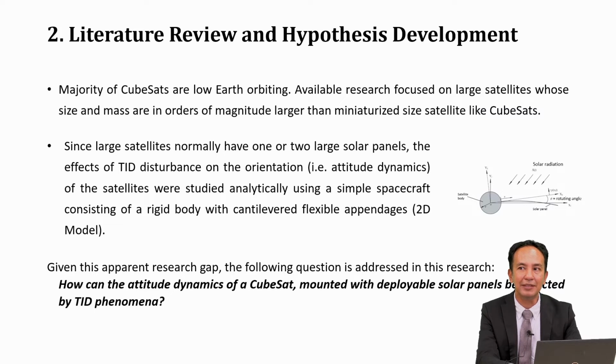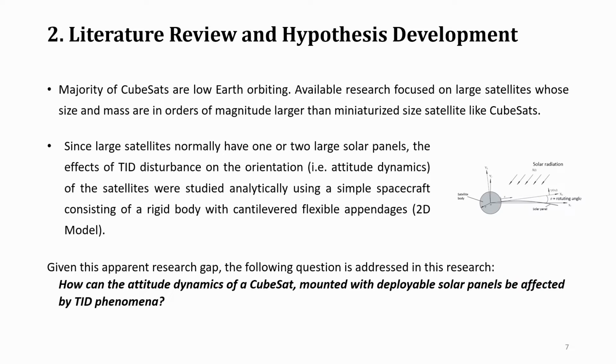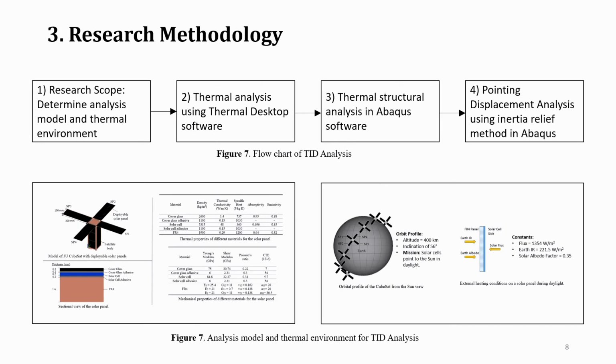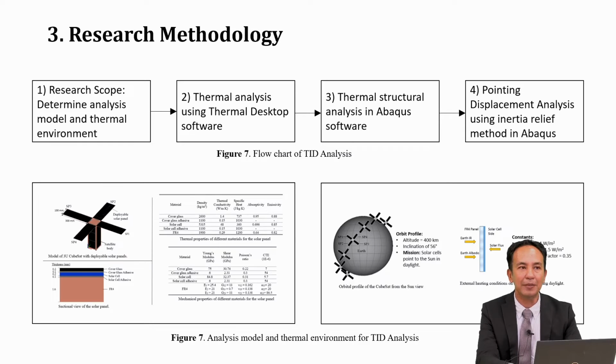Given this apparent research gap, the following question is addressed in this research. How can the attitude dynamics of a CubeSat mounted with deployable solar panels be affected by TID phenomena? The methodology used in this research has four major procedures, beginning with determining the analysis model and thermal environments to set the scope of the research. Some of the info is shown here in figure 7.